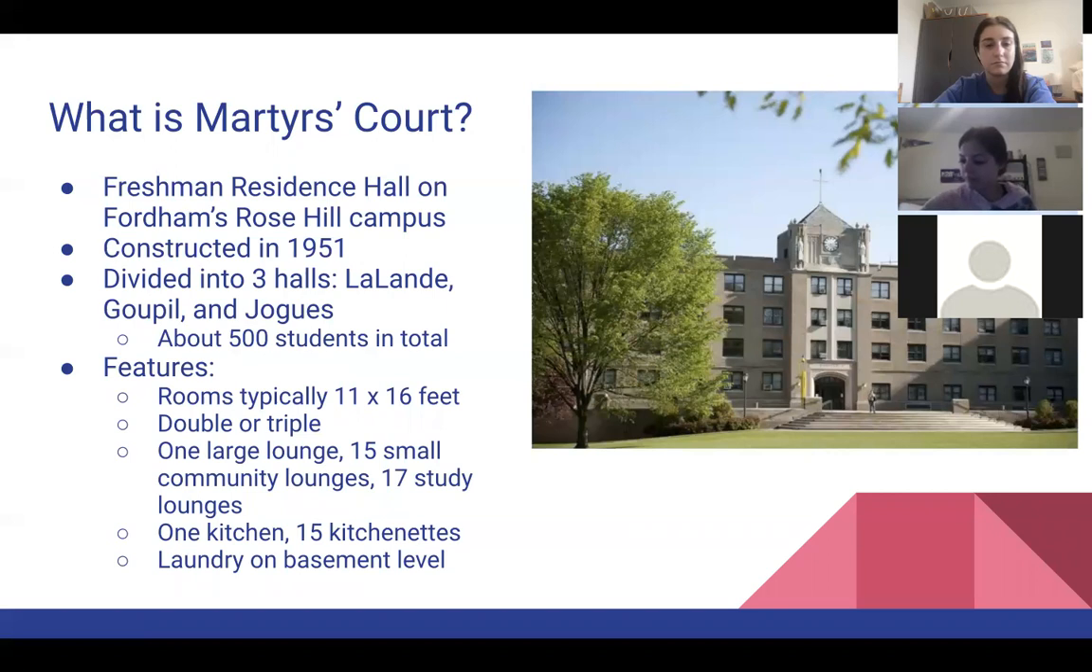And an overview of some of the basic features in Martyrs Court that we will get into later. It's made of primarily double and triple rooms, but there are some singles for RAs, and the rooms are typically 11 by 16 feet. There's 1 large lounge, 15 small community lounges, and 17 study lounges, and then 1 kitchen and 15 kitchenettes. And there's also laundry on the basement level. So we'll get into how these worked in the access audit.